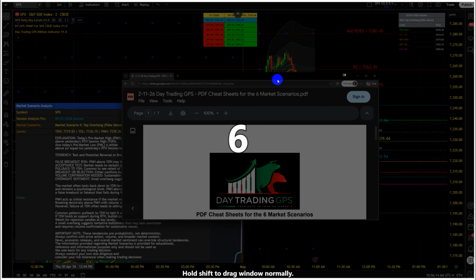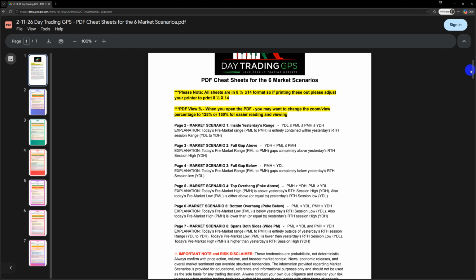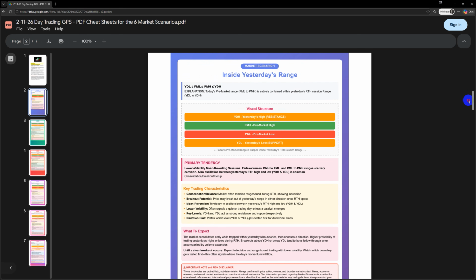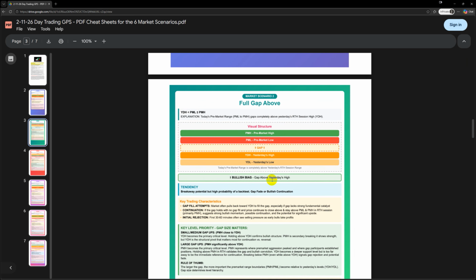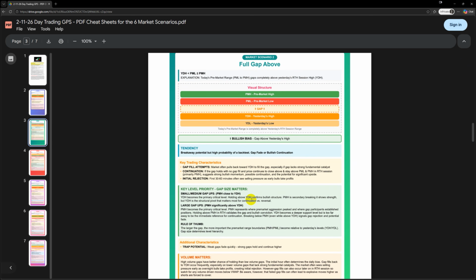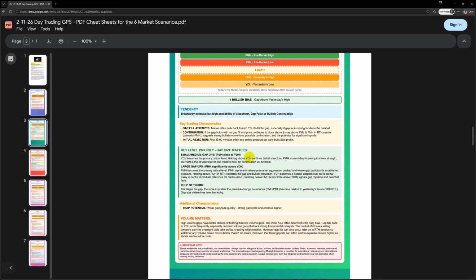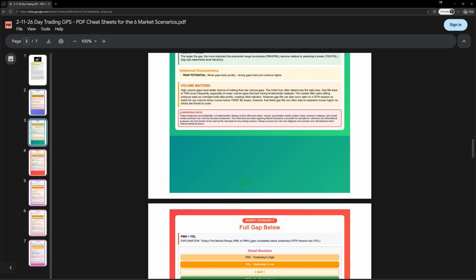Now the PDF one-page cheat sheets that you will get with this indicator on a Google Drive link start off with a summary page which does have an explanation of each market scenario, and then there is a one-page PDF cheat sheet for each of the different market scenarios, which again has all the same information. As far as the core information, these have a little bit more because we have a little bit more room here to present these, but the core information is the same. It also gives it to you in a color-coded, easier to read format as well.